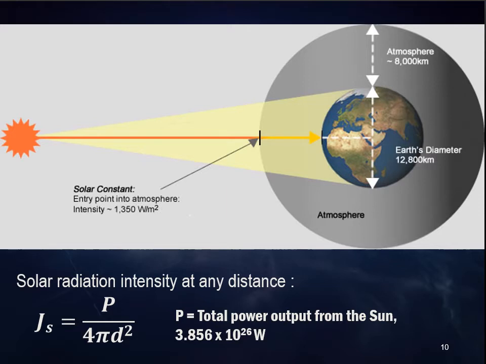This is the equation to show solar radiation intensity at any distance, where P is the total power output from the sun.